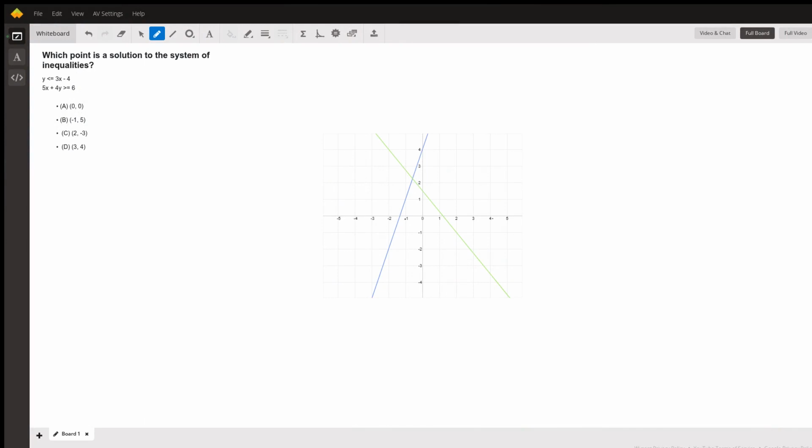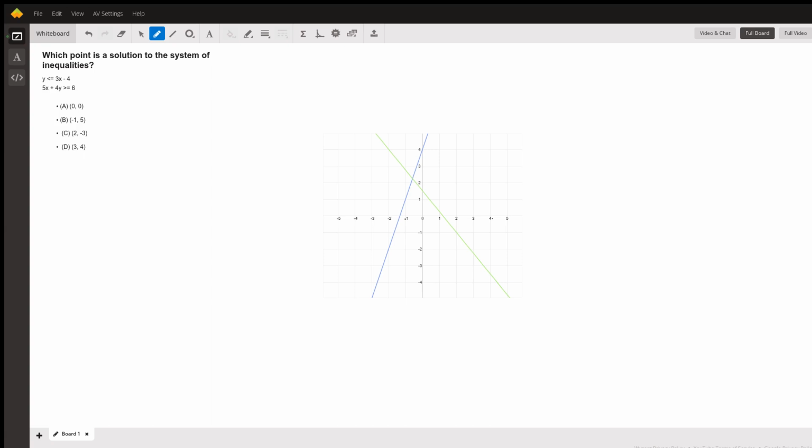So I go through this all the time with my SAT and my ACT students, and it's actually pretty simple. But a lot of times they're unfamiliar with it. And what we're looking at is just going to be a simple extension of linear equations.